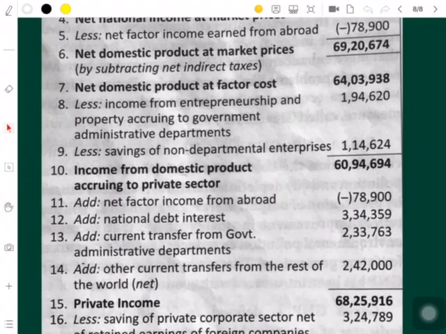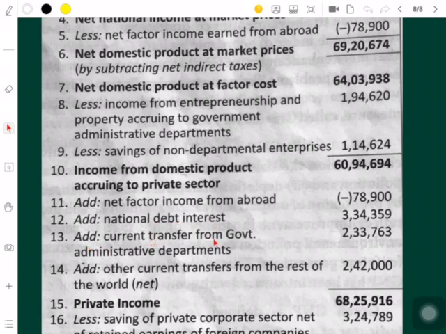Less savings of non-departmental enterprises, you will reach income from domestic product accruing to private sector. Add to it factor income from abroad. It can be negative, it doesn't matter. Let us say your nation has paid more and received less. Obviously when you pay more and receive less, it will go to the negative side, and in the case of India it is almost every time on the negative side only. Add national debt interest, that means the interest you pay on national debt, the debt taken from other countries.